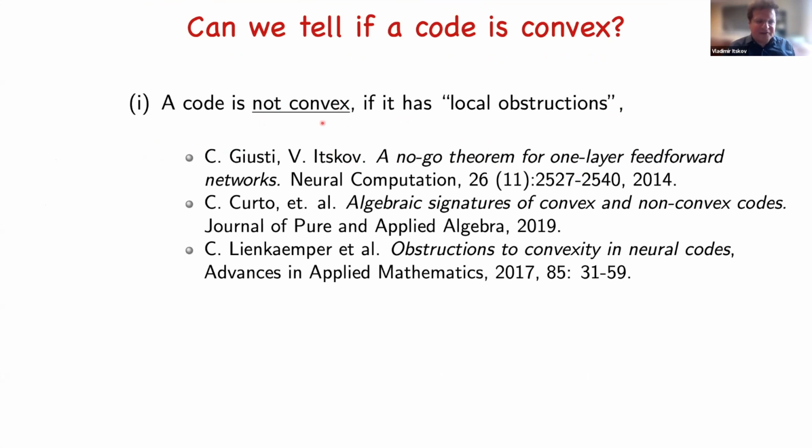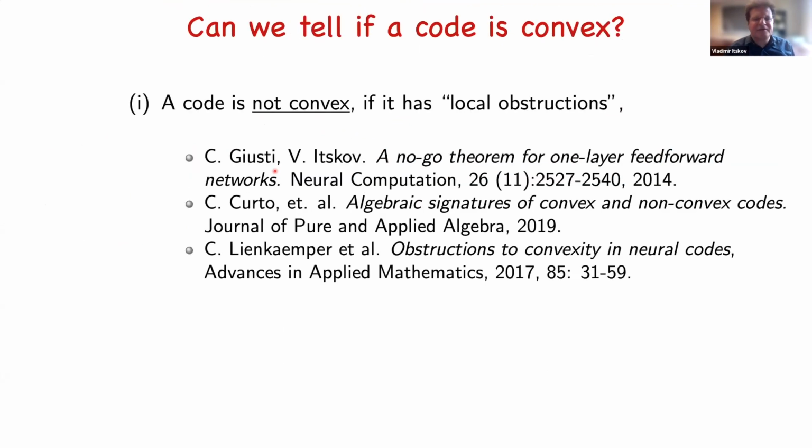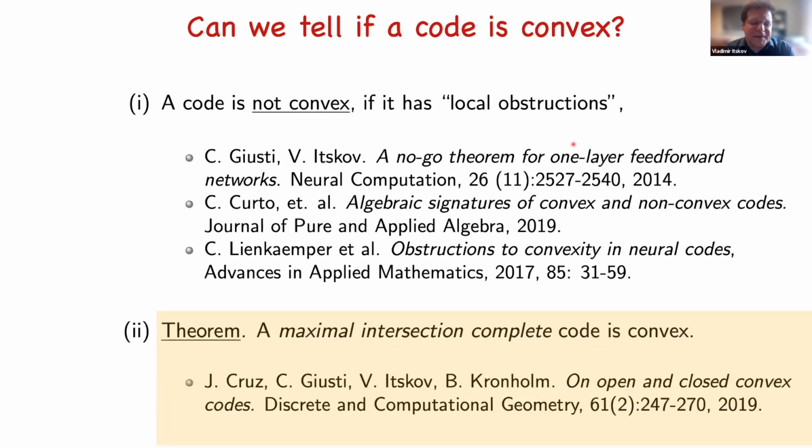So, for example, this little mathematical curiosity can be generalized with a lot more machinery to define so-called local abstractions. One can tell if codes are not convex, but I'm not going to talk about it. More importantly, what I would like to know: can we tell if the code is necessarily convex?